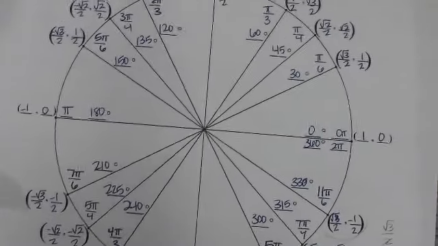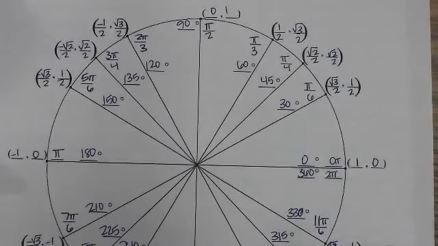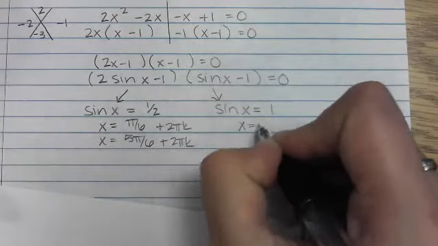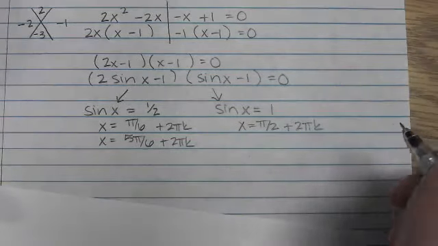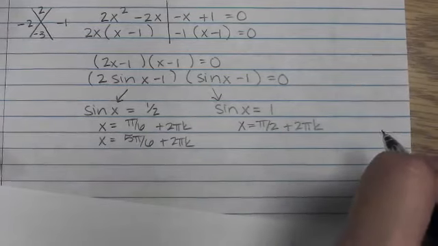Where does sine x equal 1? Pi halves. Is there anywhere else? Nope, just pi halves. So x equals pi halves plus 2 pi k on the end. How could you check your answers?